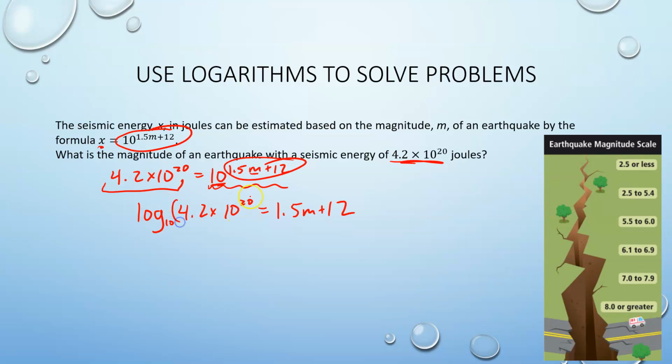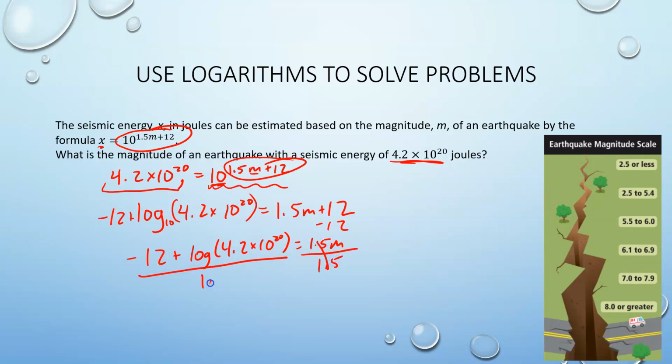Okay, now this would all be in parentheses right there, everything I'm taking the log of. Now again, I could subtract 12. I get negative 12 plus log base 10, so just the common log of 4.2 times 10 to the 20th equals 1.5m, and then I can divide by 1.5. I could type all that into my calculator.